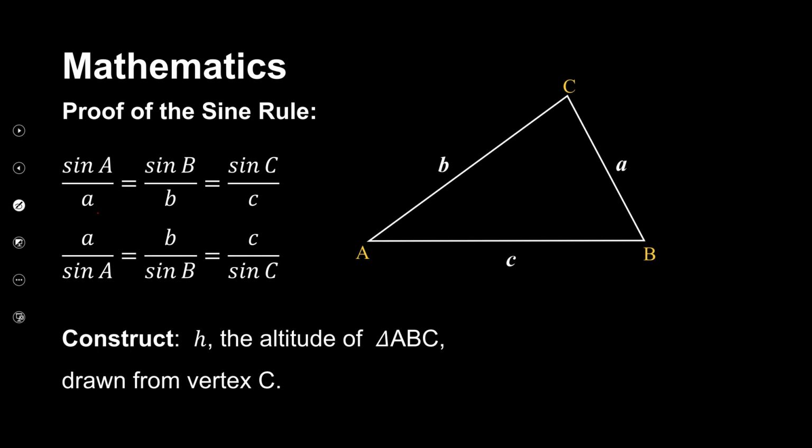Okay, so when we begin this construction, we're going to begin it exactly as we began the construction for the area rule. That means we are going to construct h, the altitude, again from the same place that we did earlier, from vertex C. So we take our pens and we draw a straight line from C down onto AB. Let's call this point D. And this is our height. Okay, so this is the height of our triangle, and we're going to now continue our proof. Once we've done that construction, that's the first step of our proof.